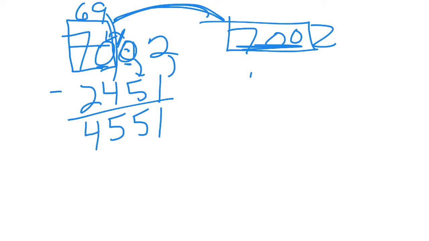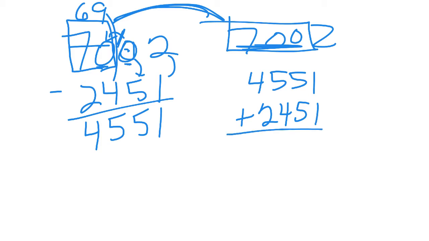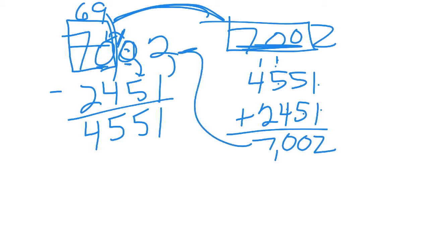To check that, I'm going to write the answer, or the difference, and add 2,451. Hopefully it'll come out to be 7,002. 1 plus 1 is 2. 5 plus 5 is 10. Regroup with the 1. 6 plus 4 is 10. Regroup with the 1. 4 plus 2 plus 1 is 7. That matches up, so I can feel confident that my subtraction answer is correct.